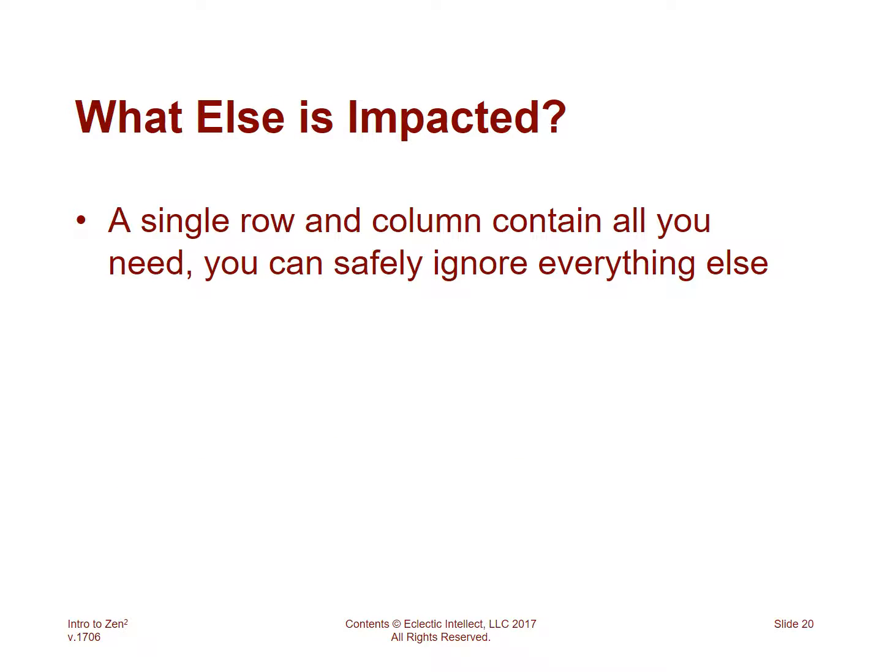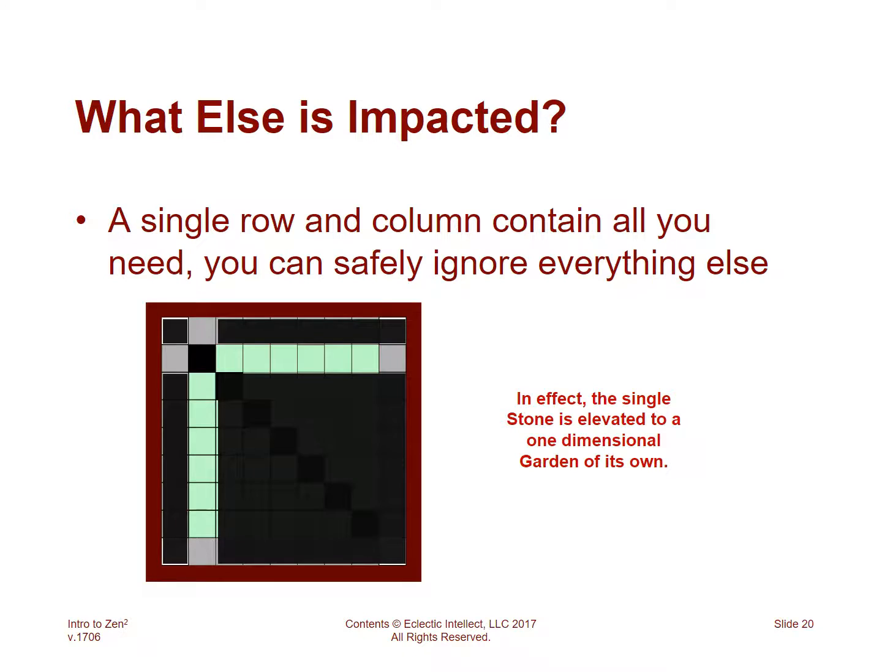And that's enabled by the fact that a single row and column contain everything you need, and you can safely ignore everything else. When you say what else is impacted, I can take a single stone in the matrix, and I have all of the inputs and all of the outputs for that particular stone visible, and then I have all of the internal relationships that go to that stone visible. I can safely ignore everything else in that entire matrix and make confident decisions about what will happen if I change or alter that part.